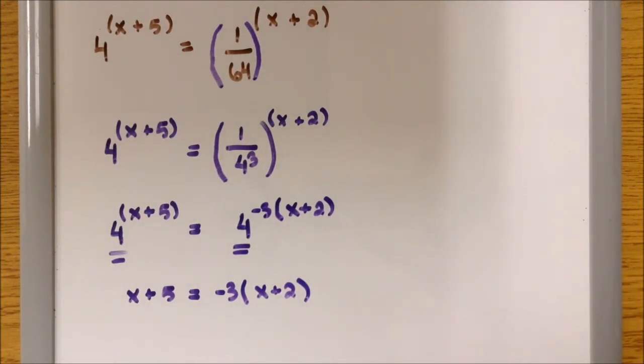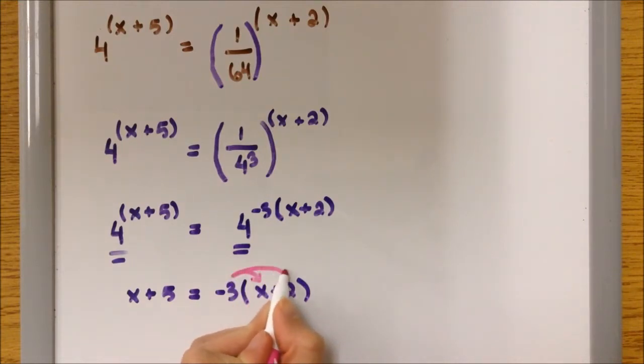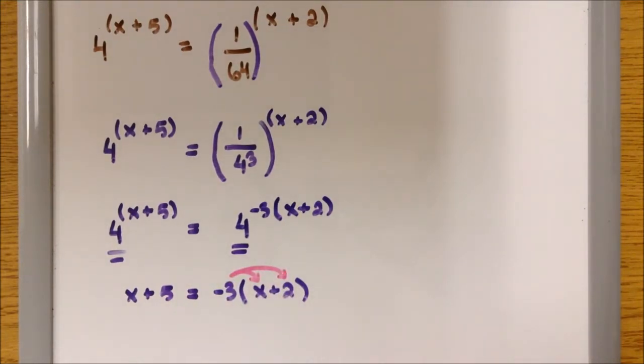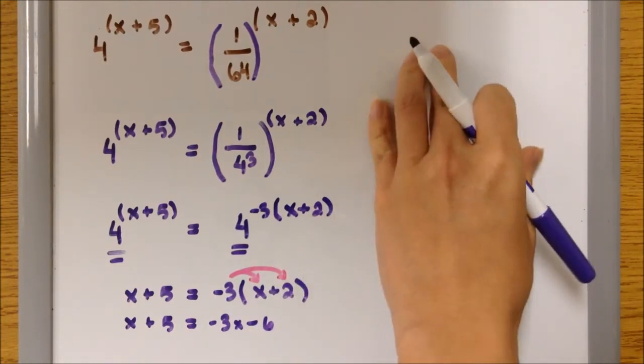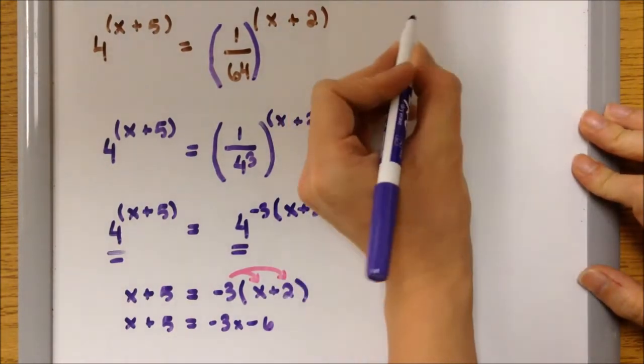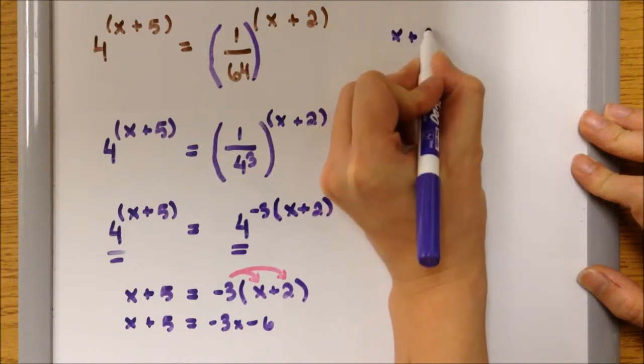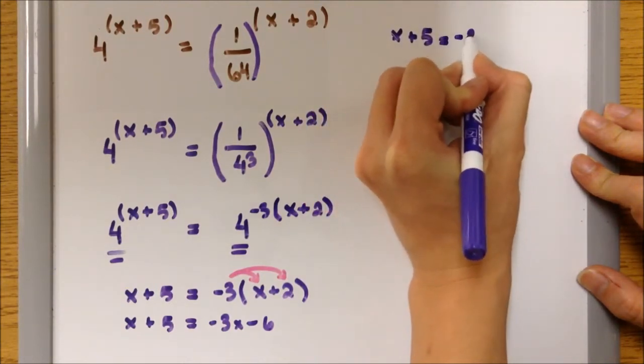And then don't forget, since we have that negative 3, I'm going to distribute that negative 3 to the x and to the plus 2, because we have a number with a negative outside of parentheses. So, x plus 5 equal negative 3x minus 6. Alright, so I'm going to bring the work here since I ran out of space. So, x plus 5 equal negative 3x minus 6.